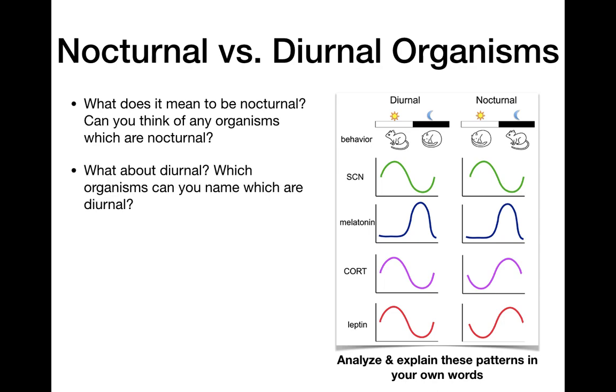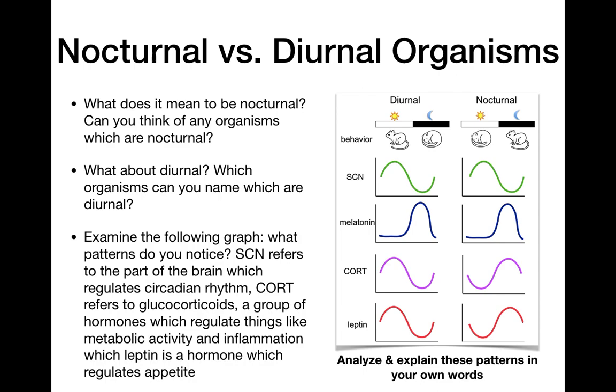So that's what nocturnal is. Then what is diurnal? And which ones can you name that are diurnal? Well, humans are diurnal, and diurnal organisms stay awake during the daytime. So humans are a great example. Some fish, whales, a whole bunch of different organisms. A lot of insects are going to be diurnal based on the temperature, all that kind of stuff. So lots of organisms are diurnal.